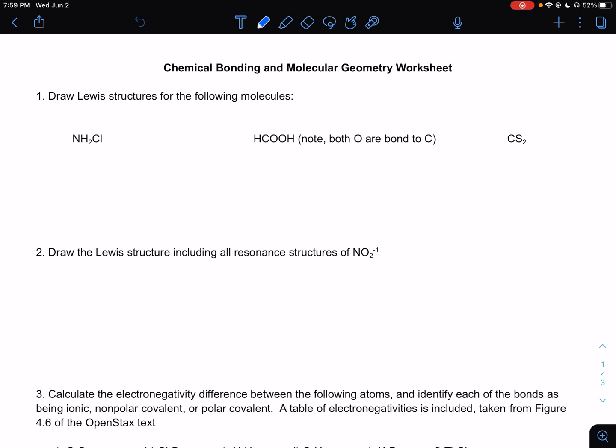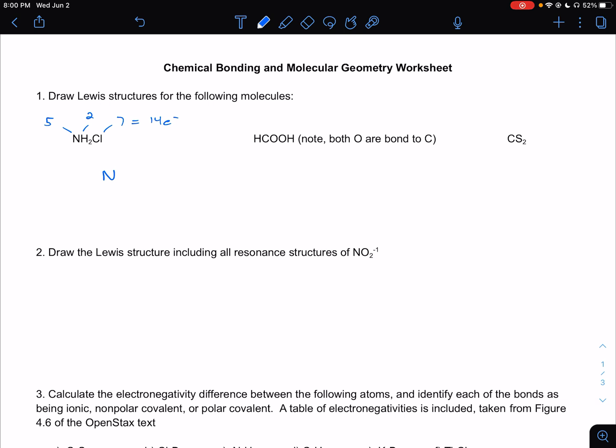And remember, whenever we draw a Lewis structure, the first thing we should do is count valence electrons. So nitrogen is going to have 5 valence electrons. Each hydrogen is going to have 1, for 2 valence electrons. And then chlorine is going to have 7, giving us a total of 14 electrons. And so when I go ahead and draw this molecule, I'm going to start and put nitrogen in the middle.